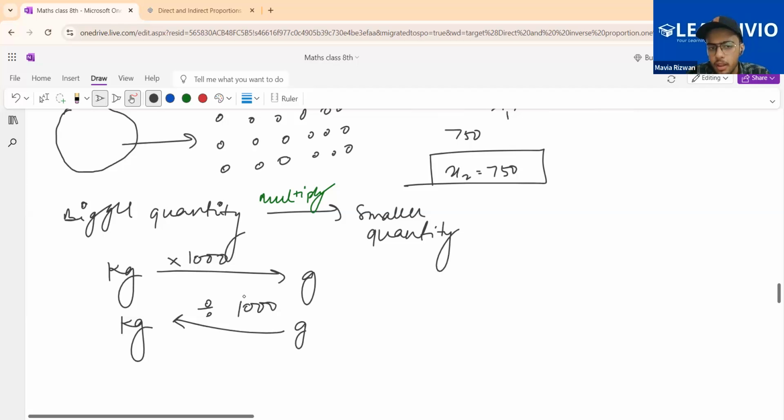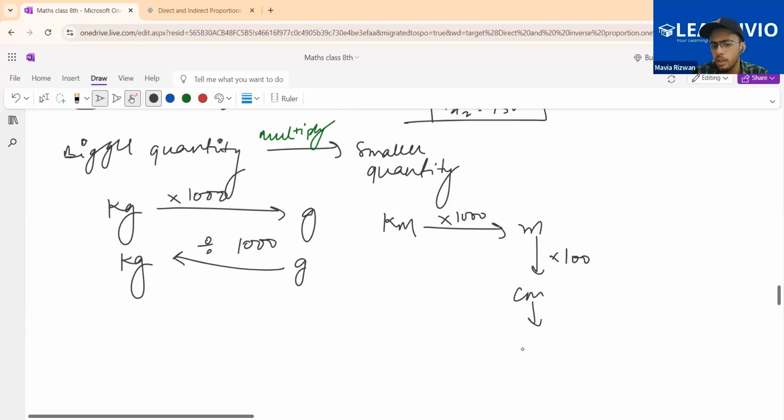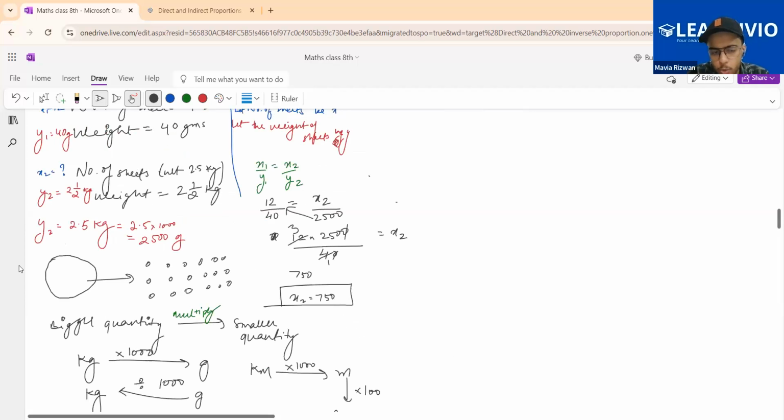Similarly, it goes for kilometers and meters. To convert kilometers into meters, it is multiplication by 1,000. To further convert meters into centimeters, it is multiplication by 100. To convert centimeters into millimeters, if I am given 5 centimeters, that is equal to 50 millimeters, so we multiply by 10. Now did you get the concept? How I multiplied 2.5 kg into 1,000 to become 2,500 grams.